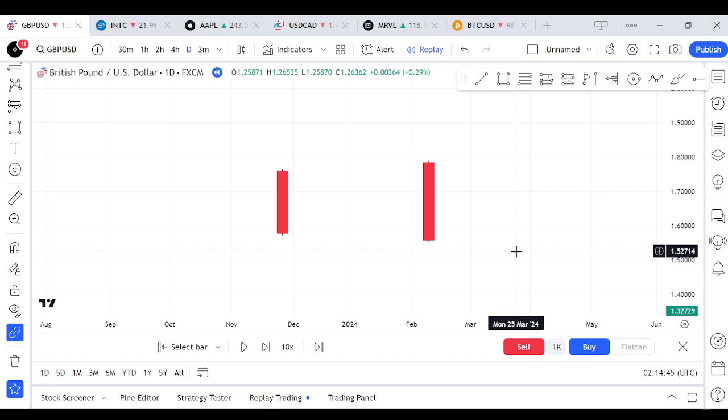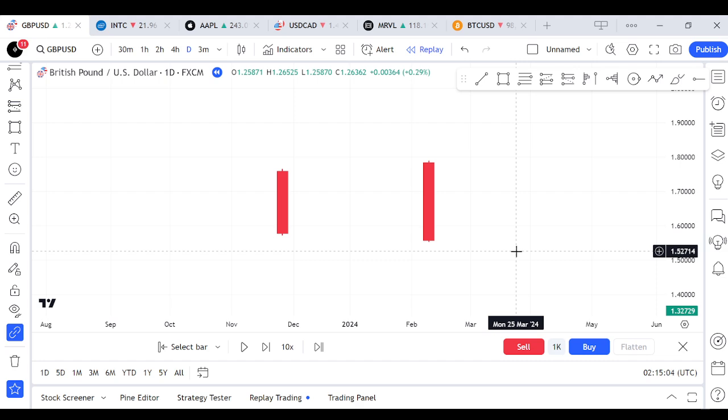In today's video we are going to be talking about the bearish Marubozu candlestick pattern, which is one of the most crucial candlestick patterns for identifying bearish momentum. This pattern is a clear signal of strong selling pressure in the market, and understanding how to spot it can give you a significant edge in your trading strategy.